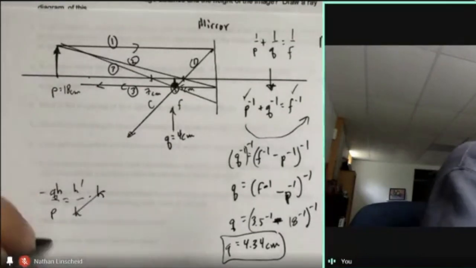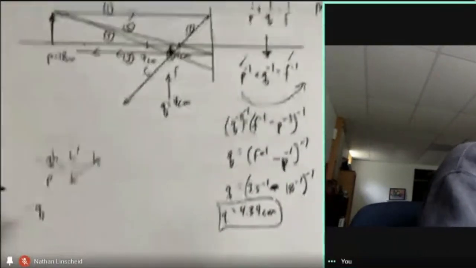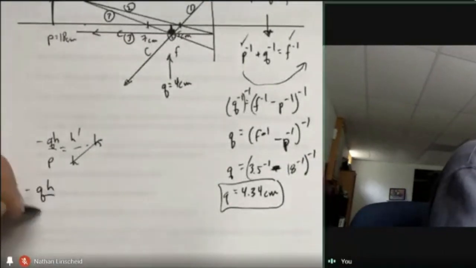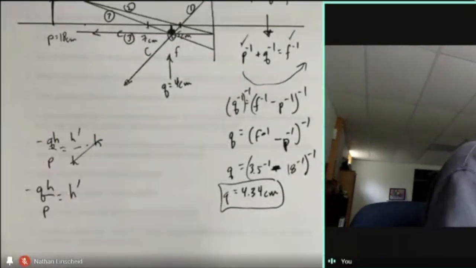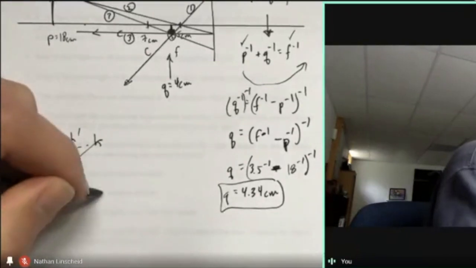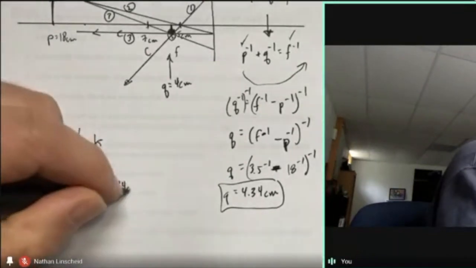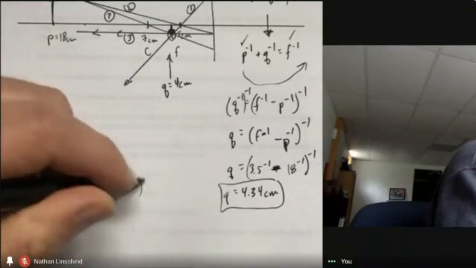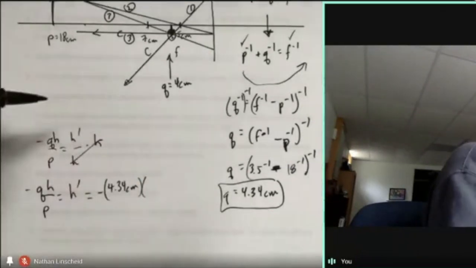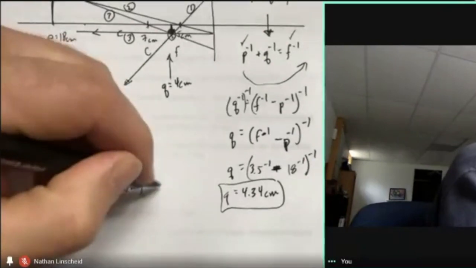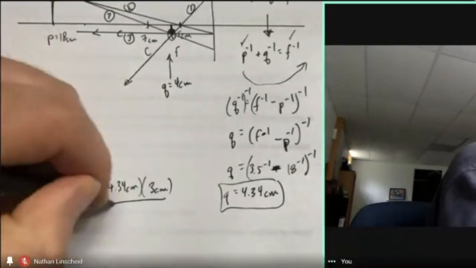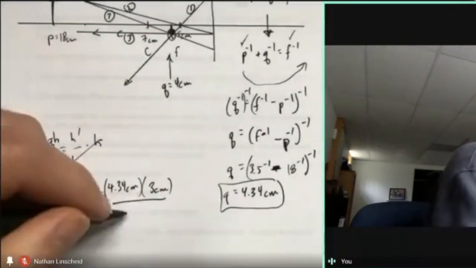And so that's going to be negative QH over P equals H prime. And let's plug those numbers in. Negative Q is 4.34 centimeters times H, which was 3 centimeters. That was given in the problem. It's a 3 centimeter object, all over P, which is 18.